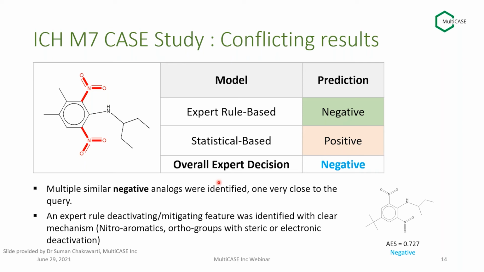When we looked into the analogs of this chemical, we found multiple similar negative analogs. One of them is presented here as an example. As you can see, it's really very similar. The only big difference, we have a tert-butyl group here, pretty far away from those nitros, so it should not directly affect them. But nevertheless, this chemical is a known Ames negative compound with fairly high alert environment similarity. Plus, we have an expert rule. It's all properly reported. I simply don't have the time and place on this slide to show you exactly what activating or mitigating feature was found, but the description is nitroaromatics with ortho group with sterico-electronic deactivation. So, as a result of expert review supported by these pieces of data which were generated by the program as part of the report, we were able to conclude that the expert decision would be that it's negative.